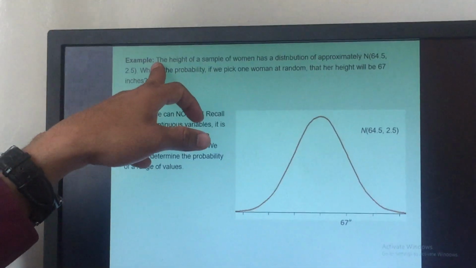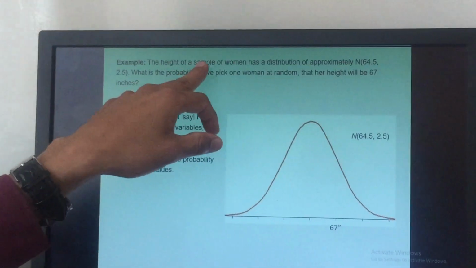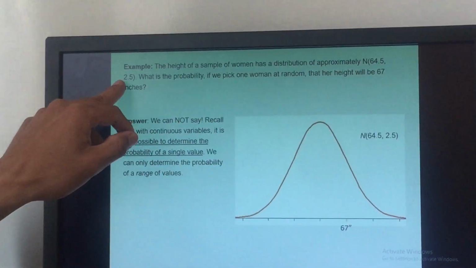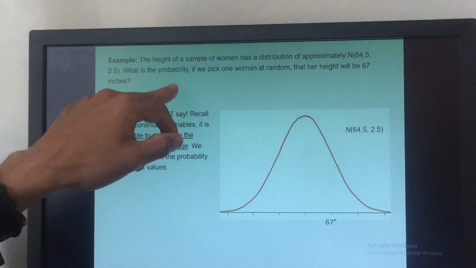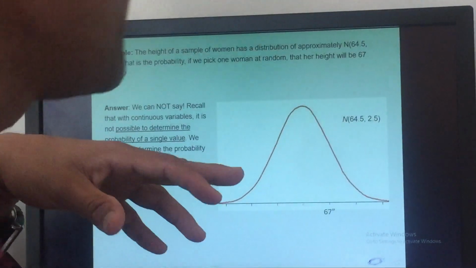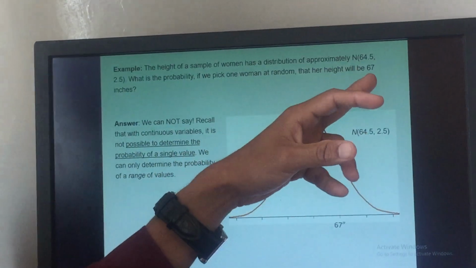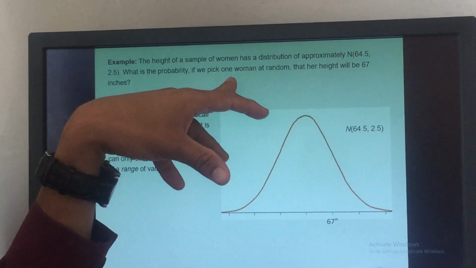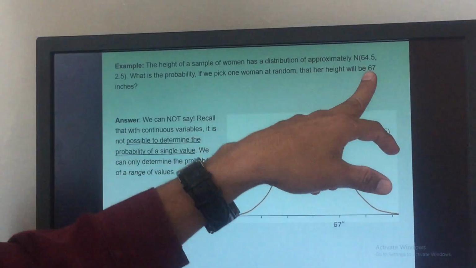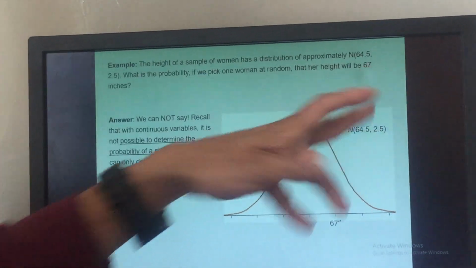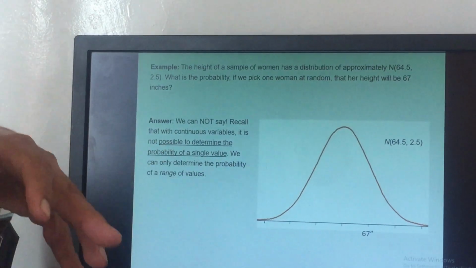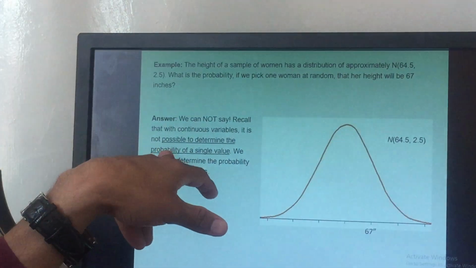Now, the same question: the height of a sample of women has a distribution of approximately mean 64.5 and standard deviation 2.5. What is the probability that if we pick one woman at random, her height will be exactly 67 inches? What's wrong here? We cannot calculate this probability, because we are picking one woman at random but asking only for her height at exactly 67 inches. It's impossible. For continuous variables, it is not possible to determine the probability of a single value.